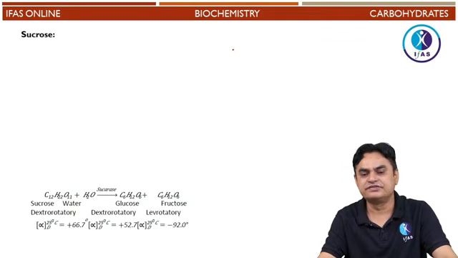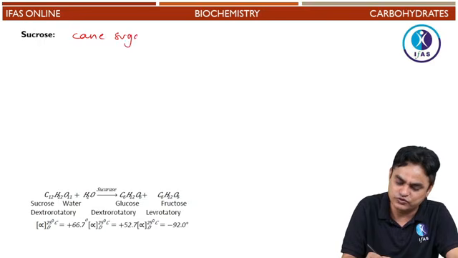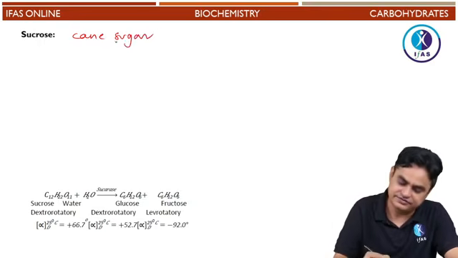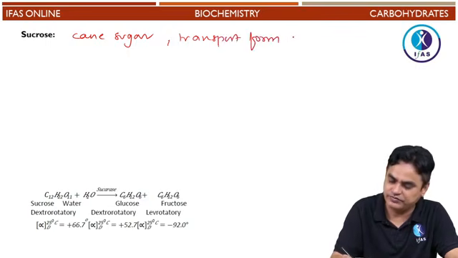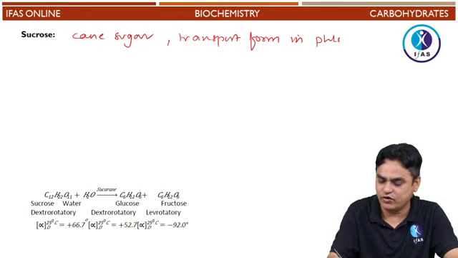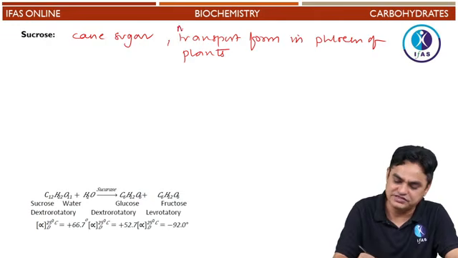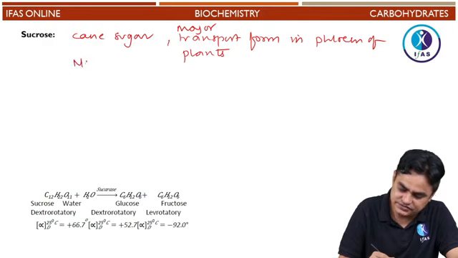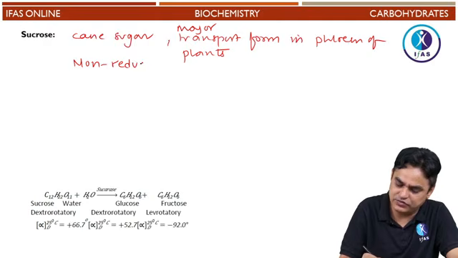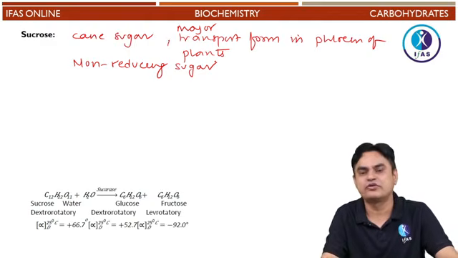Similarly, my dear friends, there could be a sucrose. Sucrose, also referred to as cane sugar. This is the most common sugar which we utilize. It is the transport form, the major transport form in the phloem of plants. Important thing is that this is a non-reducing sugar, and that's why this is preferred in plants, because even if it is in higher amount, it is not going to create much problem because it is non-reducing.